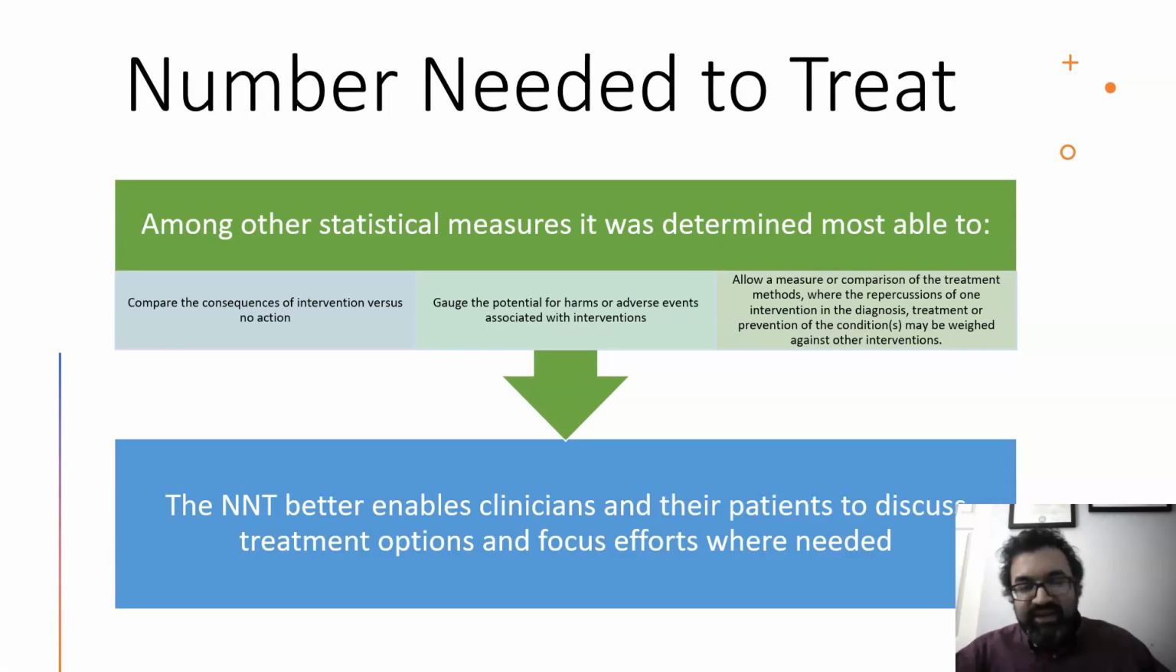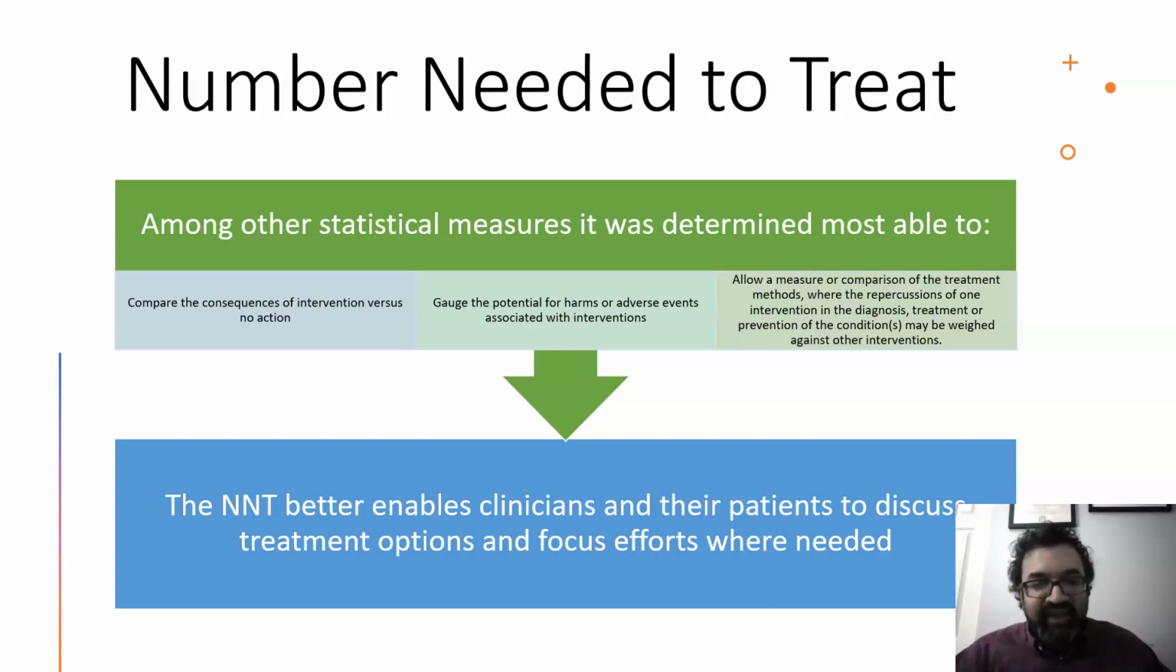So now that we have talked about risk reduction, if you take the reciprocal of that, then you get number needed to treat. And this is basically another statistical measure which was determined. When it was first discovered, it was really key in understanding this. And the reason it was so important is because it compared the consequences of the intervention and no action. This was one way that this could be done.